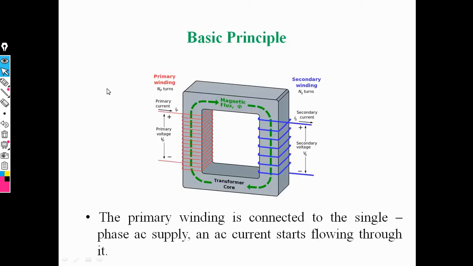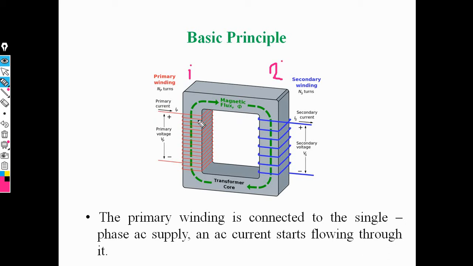Now this is the circuit diagram of a transformer. It is called a single phase transformer. A single phase transformer consists of two windings: this is the primary winding, and this is the secondary winding.